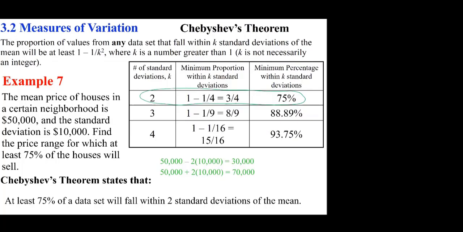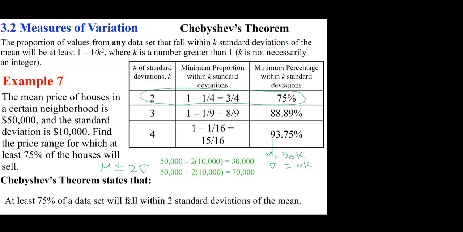This doesn't say the mean price of 10 houses in the neighborhood, or 20 houses, or even 200 houses. It says the mean price of houses in a certain neighborhood. That means all. That means mu is 50K and sigma is 10K, and you're looking at mu plus minus 2 sigma. It is extremely important to know it is referring to a population.